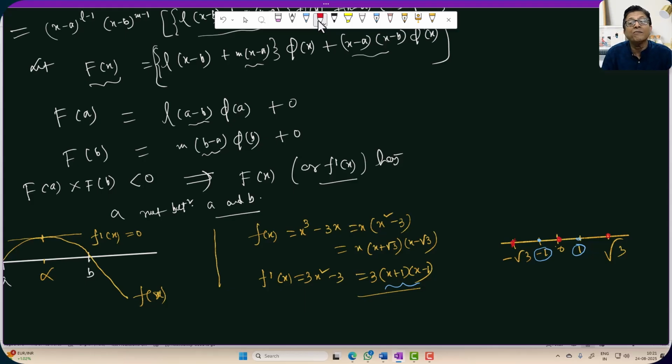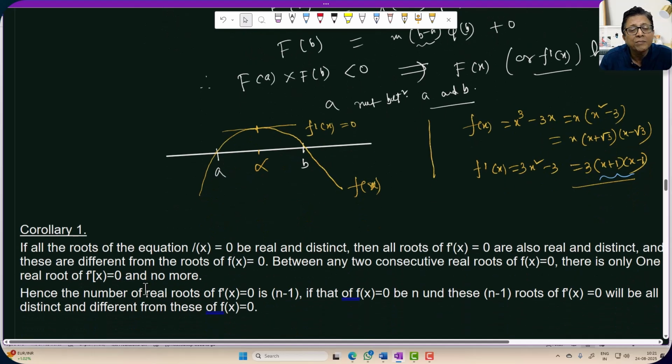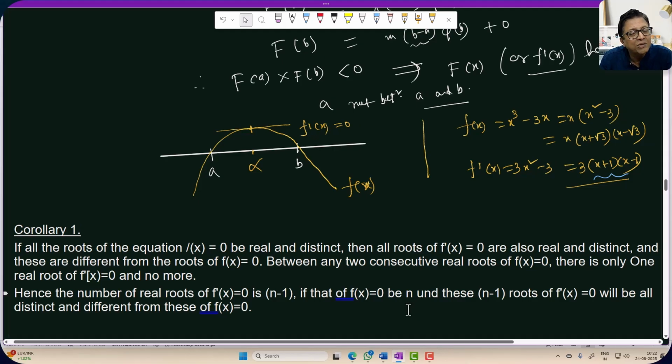So, one very interesting thing we have found: roots of f x are separated by roots of f dash x, and roots of f dash x are separated by roots of f x. Clear? Let us go for these two important corollaries in this theory of equation. Corollary. Just understand the theorem. Now, application will be found, and then I am stating the corollary.